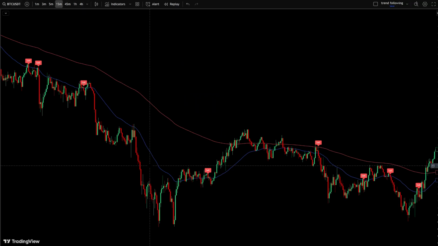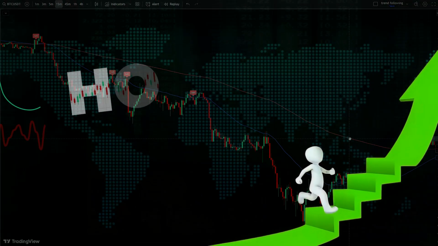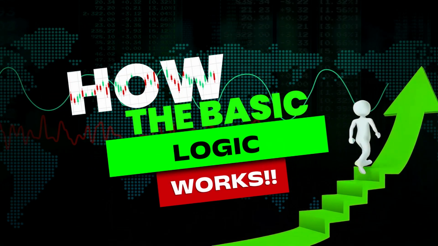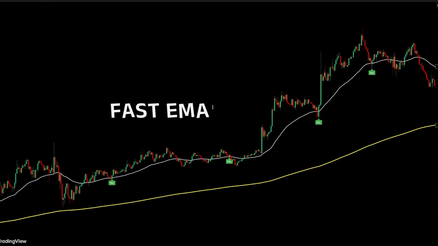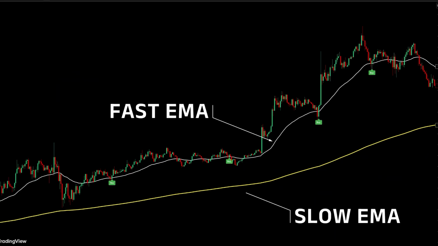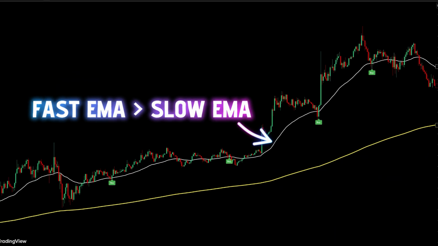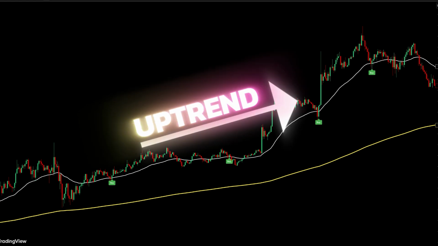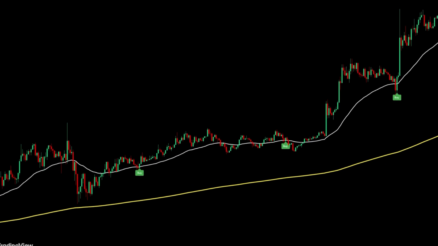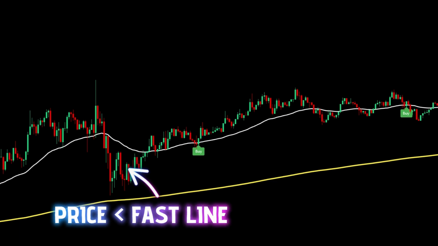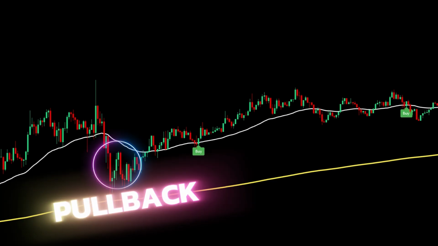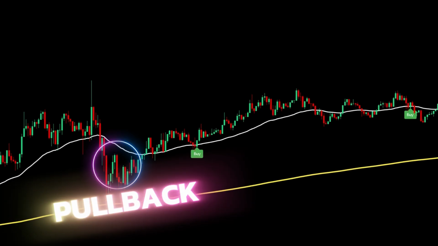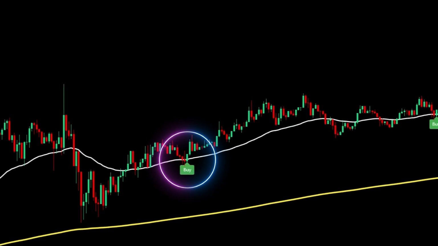Now, before we fix it, you need to understand how the basic logic works. This is important. At this point, you have two lines, a fast line and a slow line. When the fast EMA is above the slow EMA and the price is floating above both, you have an uptrend. The buyers are in control. When the price dips below the fast line, it is called a pullback. The basic strategy says you should buy when the price crosses back up.